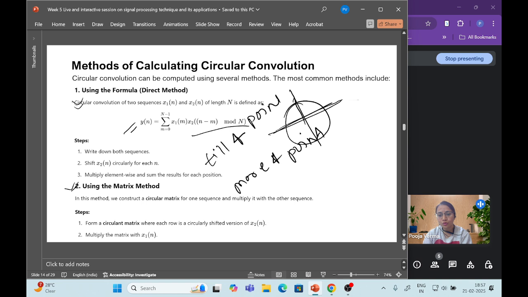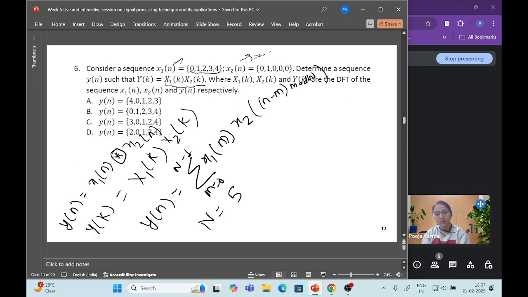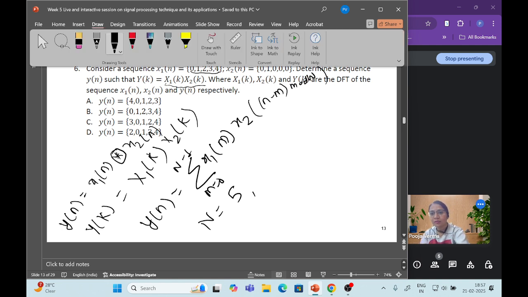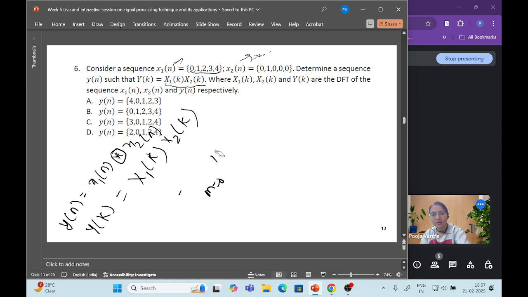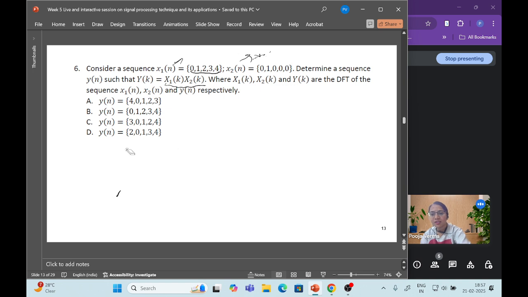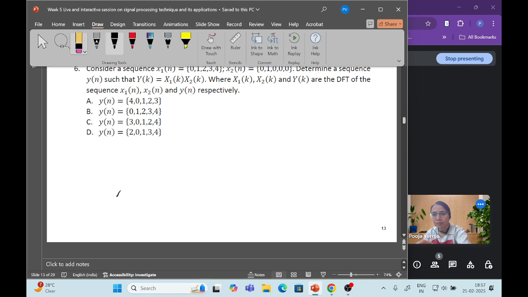So I will tell you how to calculate the circular convolution using the matrix multiplication method. I'm writing it here. The first one is the direct one, from there you can also calculate, but the matrix multiplication method will be the easy one.